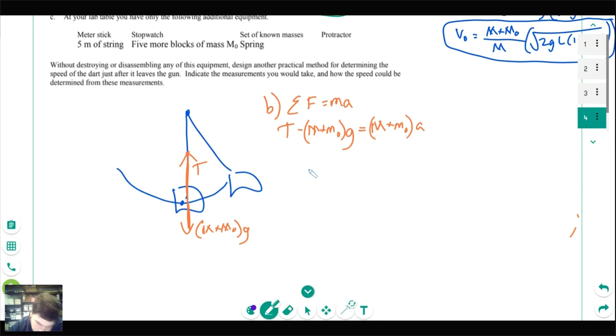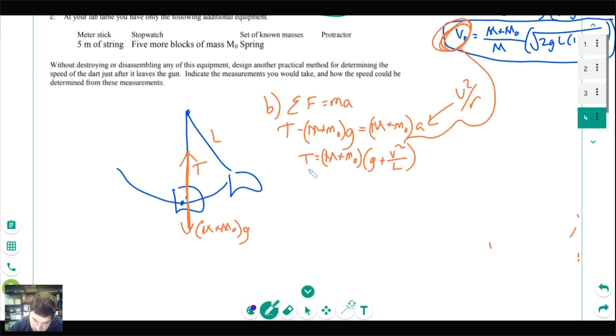All right, well, that lets me put tension in here. Tension must be the mass times g plus a, but we're going in a circle. Acceleration in a circle is v squared over r. So this is v squared over L in this case, because L is the length of our radius. And now we get to just plug in. We know what v is. We know what the speed was before we collided. Let's plug that in, and then simplify, and then we're good.